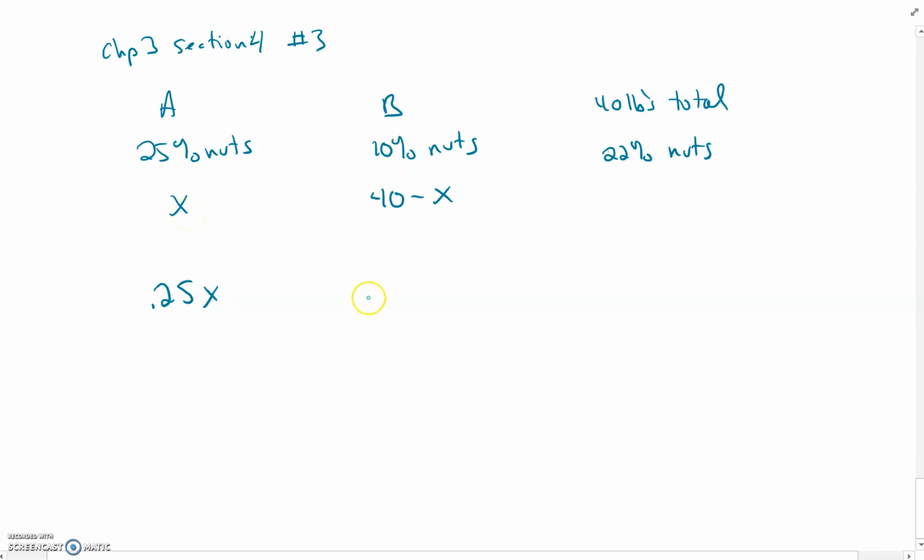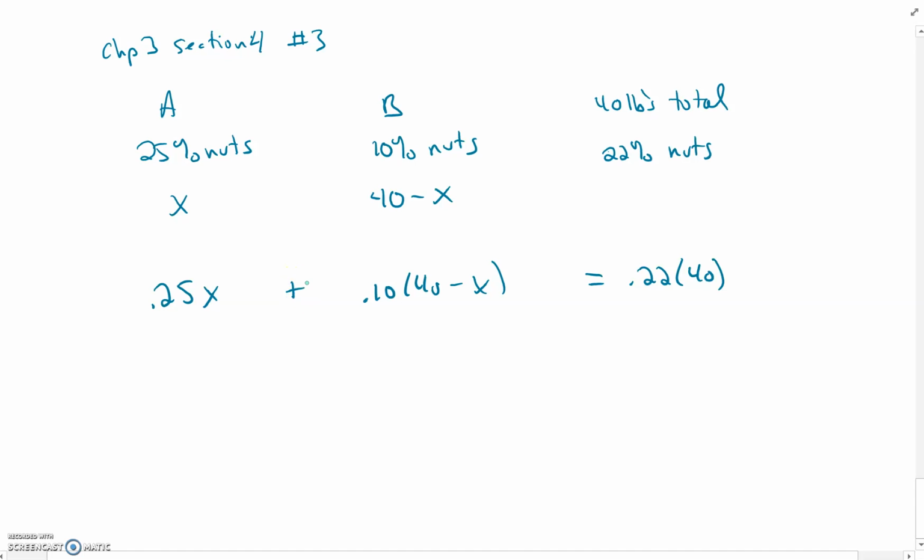10% of this one. That's the proportion of nuts from the second part. Mixed together, the total has to be 20% of the 40. Okay, so that's how much nuts is going to be in the total when they're all done. So we have how much of each piece, of course, has to be the total nuts. So you add them together.